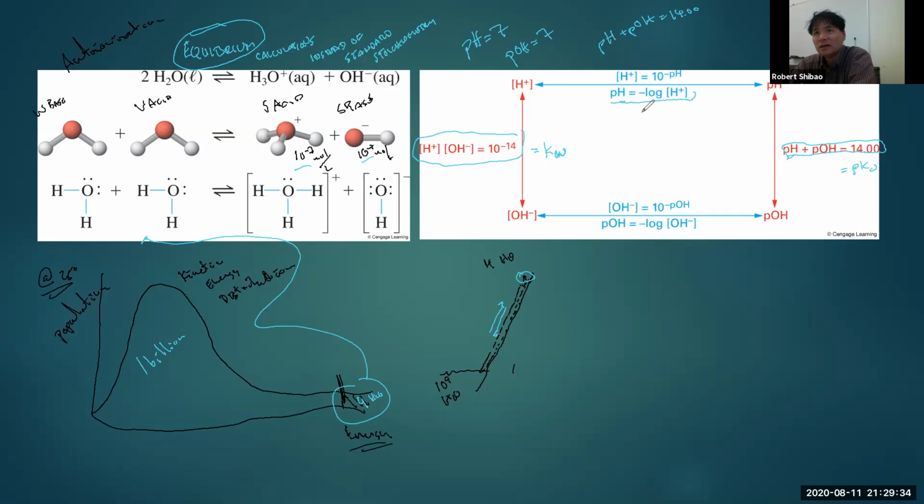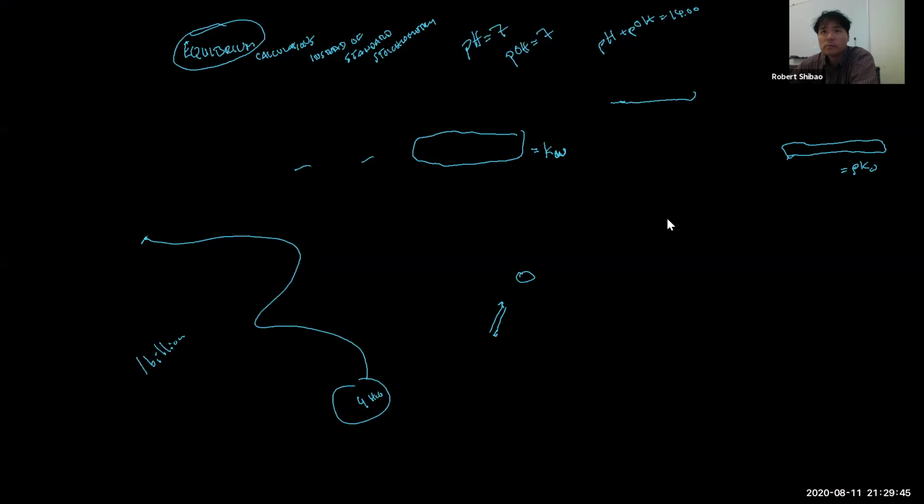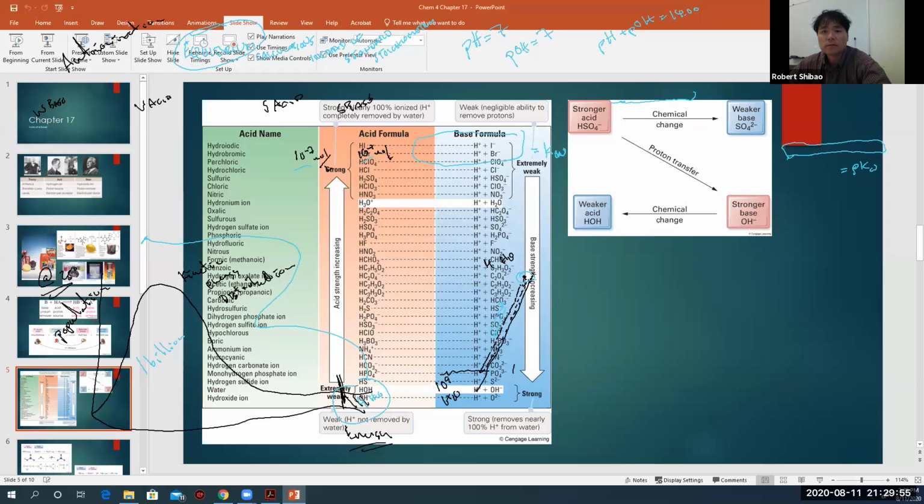Same thing, hydroxide is equal to this, pOH is equal to that. And so you can do some calculations here. Actually, we'll take a look at the calculations in the book.